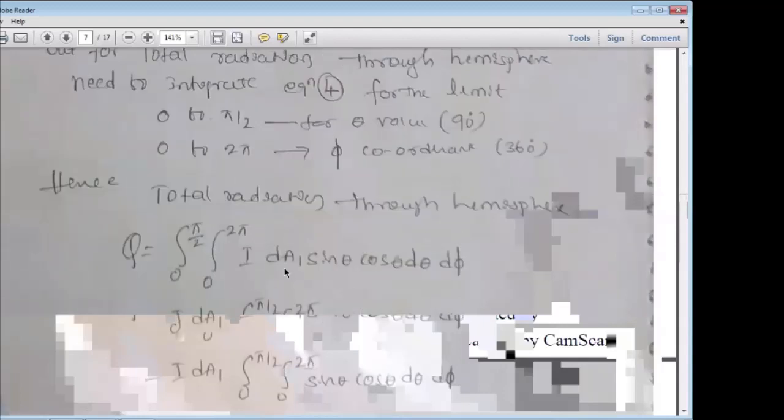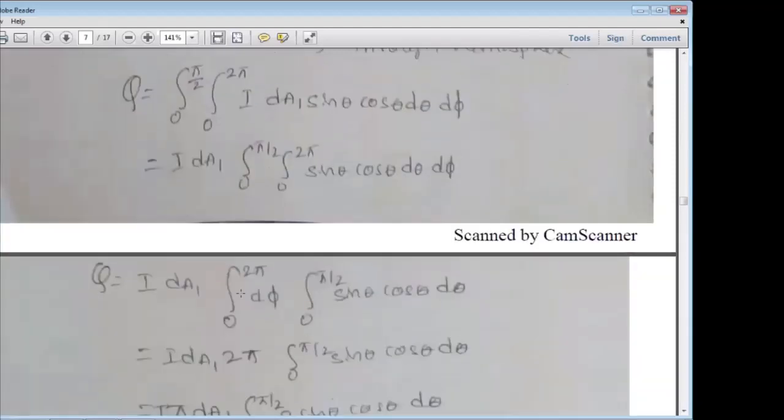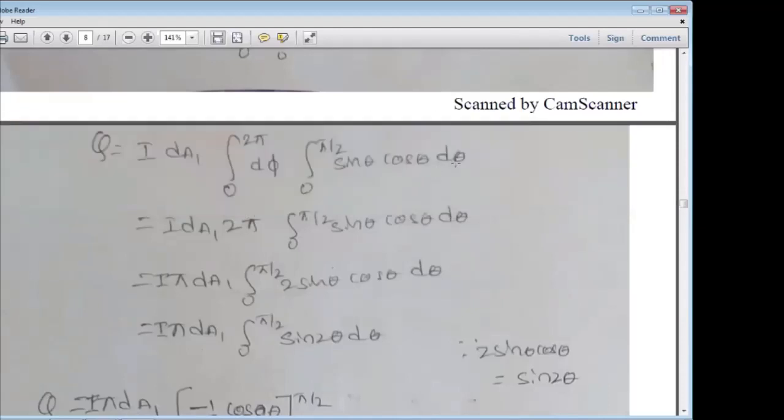I into dA1 is constant, it should not vary, so you take it outside. Then 0 to pi by 2, 0 to 2 pi, sine theta cos theta d theta d phi. So here I into dA1 times the integral from 0 to 2 pi of d phi, where phi varies from 0 to 360 degrees, and the integral from 0 to pi by 2 of sine theta cos theta d theta.